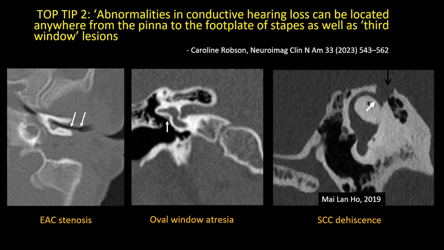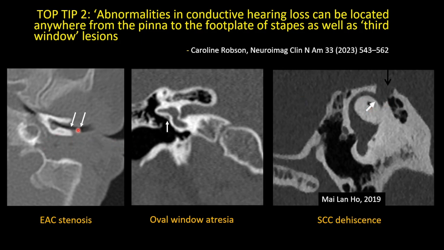Tip number two: abnormalities in conductive hearing loss can be located anywhere from the pinna to the footplate of the stapes, as well as third window lesions. So when you're reading a study of suspected conductive hearing loss, ensure that you review all of these areas. Basically, anything that blocks the passage of sound across these structures can result in conductive hearing loss.